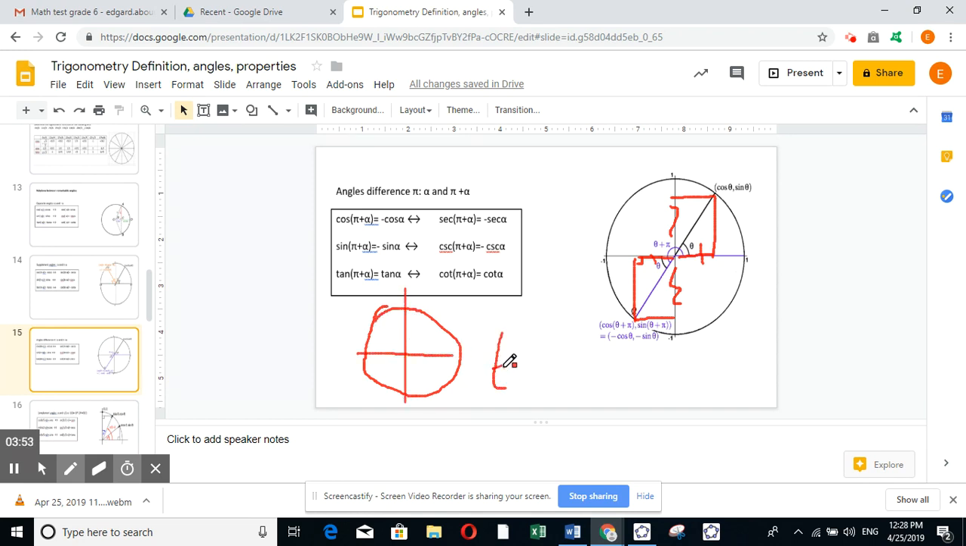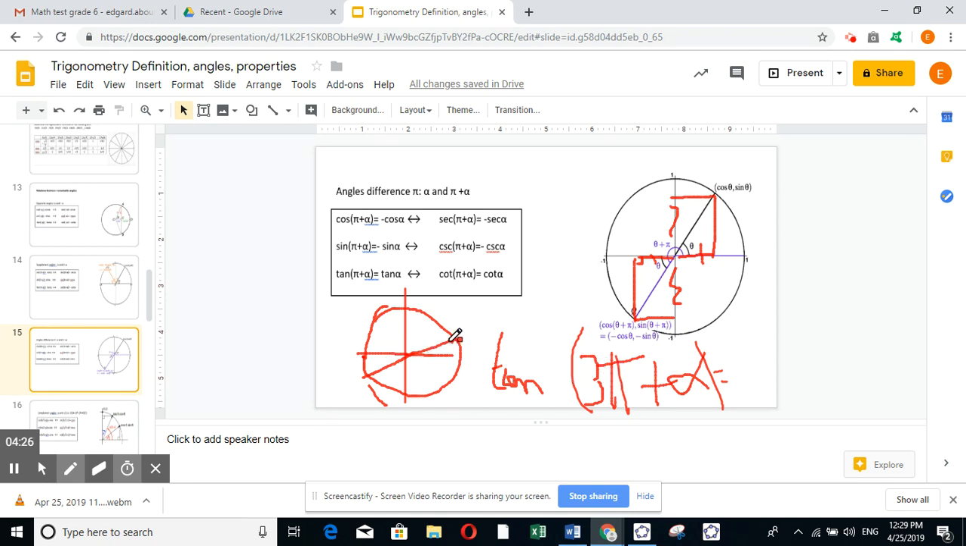Suppose I ask what is tangent of 3 pi plus alpha. Suppose this is alpha in the first quadrant. 3 pi plus alpha: 1 pi, 2 pi, 3 pi. Odd number of pi, we said it's here. Plus alpha at this angle. So directly, first of all, it's tangent alpha because I'm adding pi. If I'm adding pi, nothing will change.